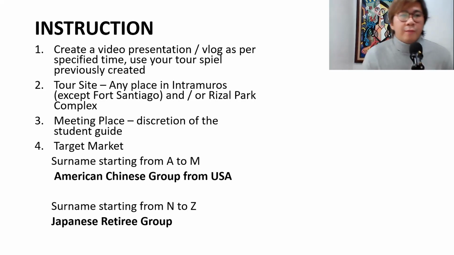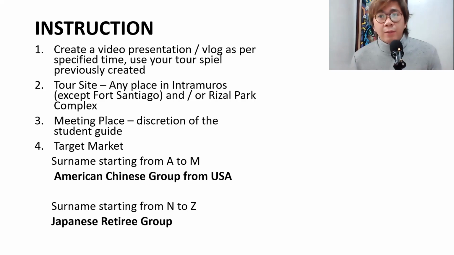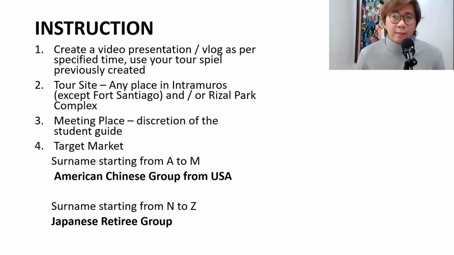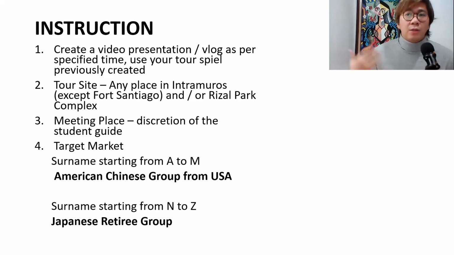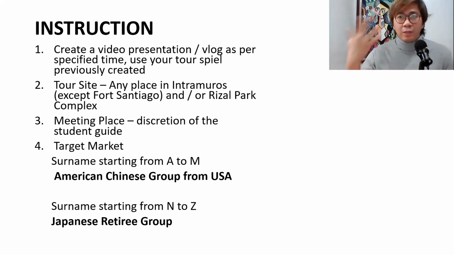Next, target market. Surnames starting from A to M will have the target market of American-Chinese. So these are half Chinese, half American. So they are from the United States. So of course, there is a mixture, mostly American citizens nila. Pero syempre, very strong yung Chinese heritage nila. So you have to present the tour based on this particular group.